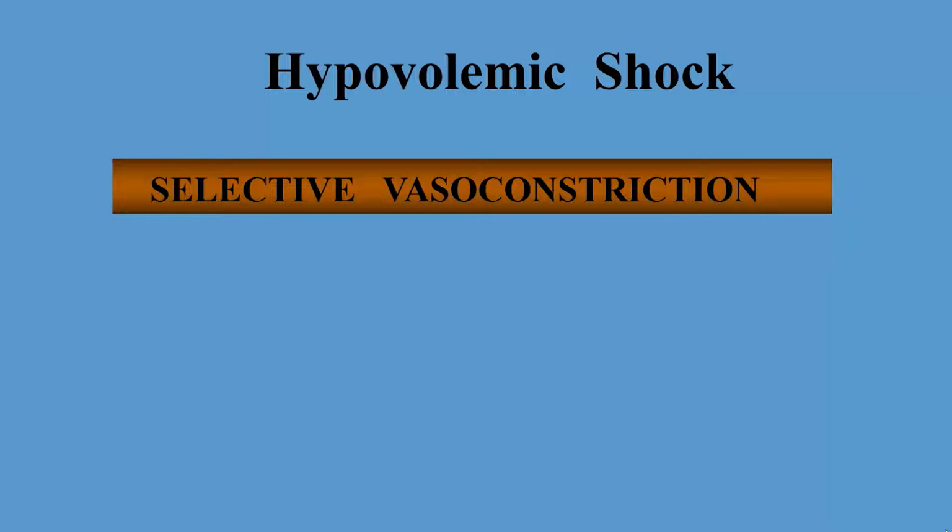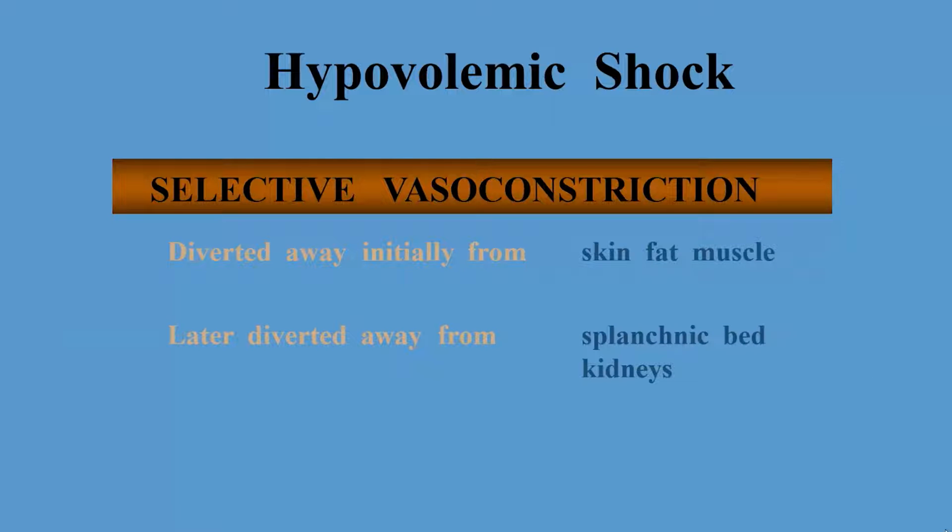And so this happens in a selective fashion. So it's not just happening across the entire body, but it'll happen in certain tissues first to divert flow away from skin, fat, and muscle, which can tolerate a prolonged period of low flow, to try to protect the more sensitive organs. Now, if volume loss continues and additional selective vasoconstriction needs to occur, then that's when the splanchnic bed in the kidneys will be affected next to preserve flow to the brain and the heart.